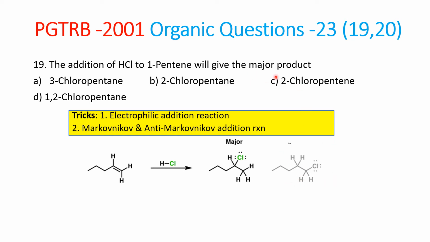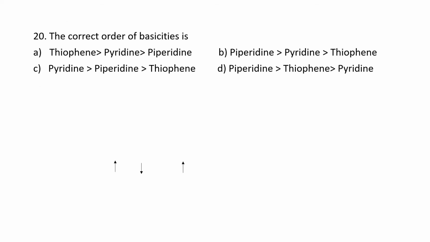So they are asking only the major product, and this is the major product. That is 2-chloropentane. The answer is B. The next question is the correct order of basicities.